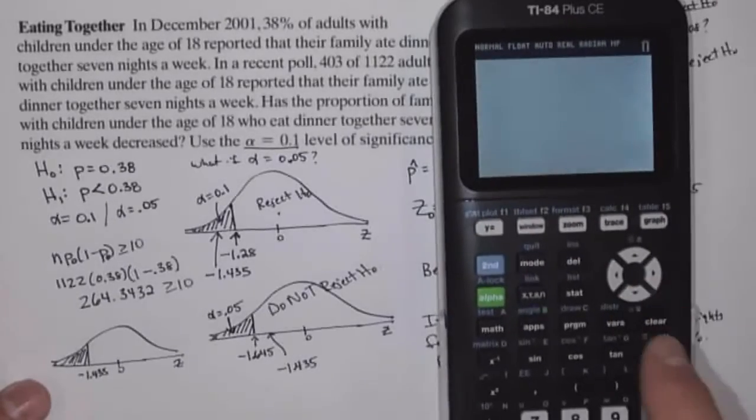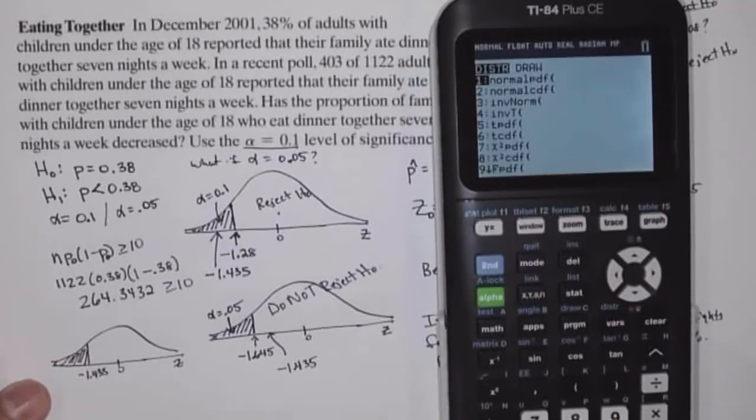So I can do that by using normal CDF. We could also use the StatCrunch normal calculator. We could also use the standard normal table. I'm not going to go through all three approaches, but you could use any one of those three approaches.